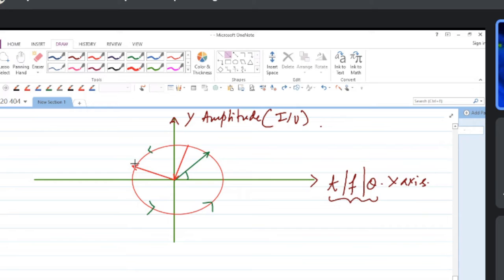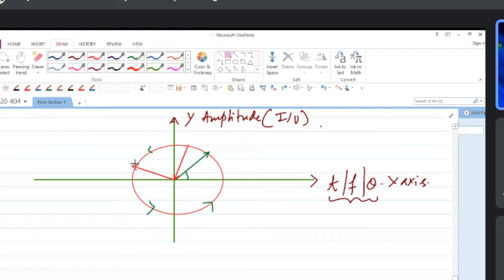So now, in one complete cycle, the time is given by T, and it is completing how many degrees? It is completing 360 degrees. So the same thing, let us now express in terms of radians. This theta that we are talking about is the angle in degrees. You can also represent it by means of radians. 360 refers to 2 pi.